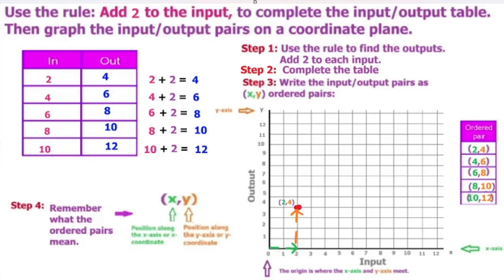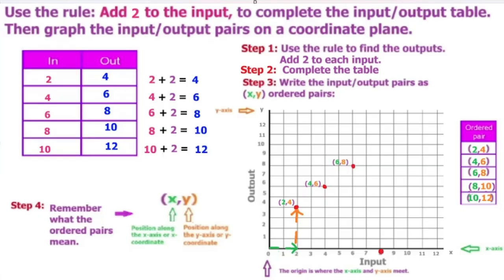And so we do the same thing for the rest of the ordered pairs. So for this one, we would go across 4 and up 6. So we would end up here. So let's see that point. There it is. Then for 6, 8, we go across 6 and up 8. So we would end up right here. And let's see that point. There it is.